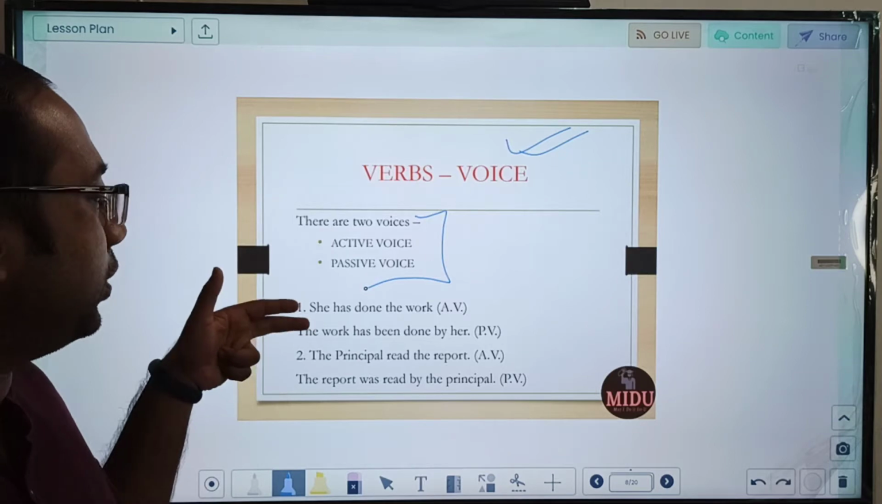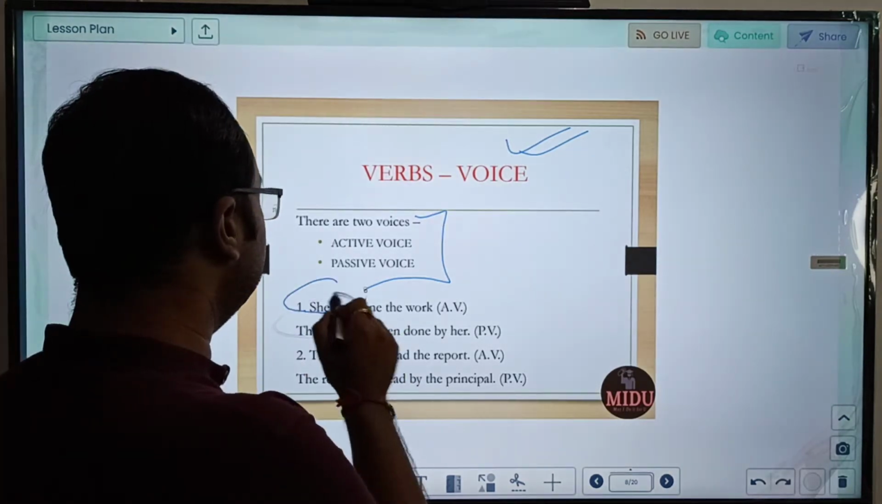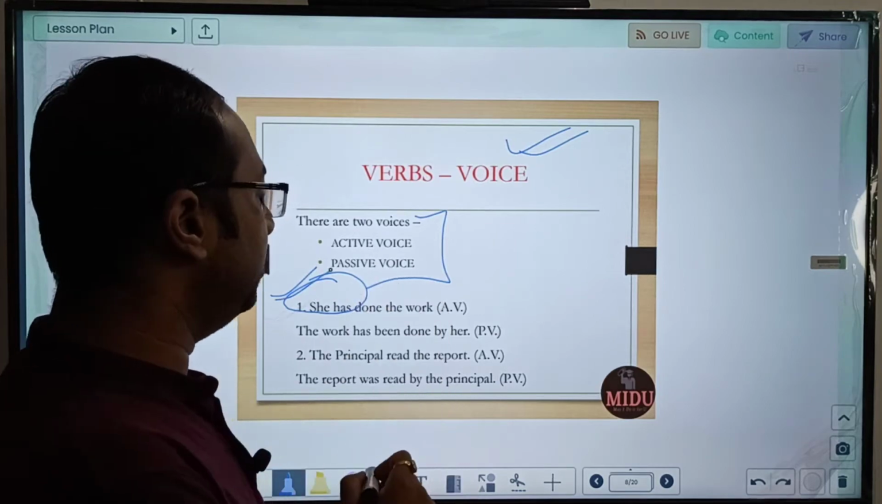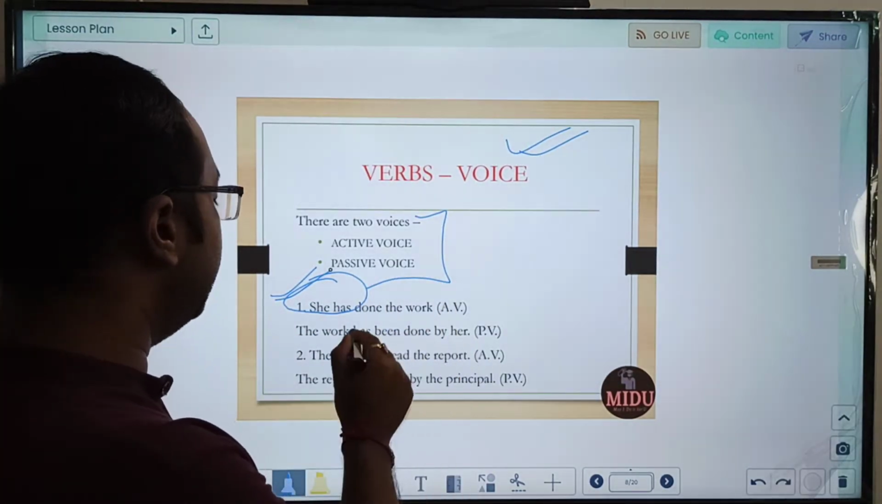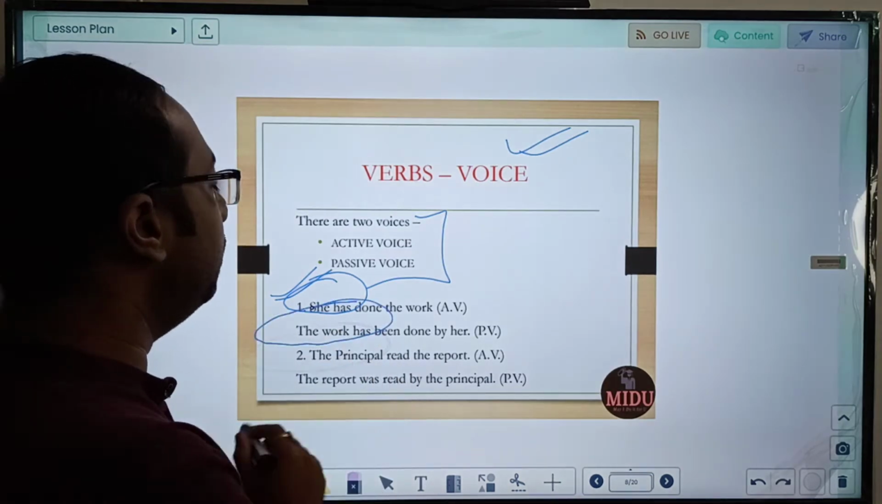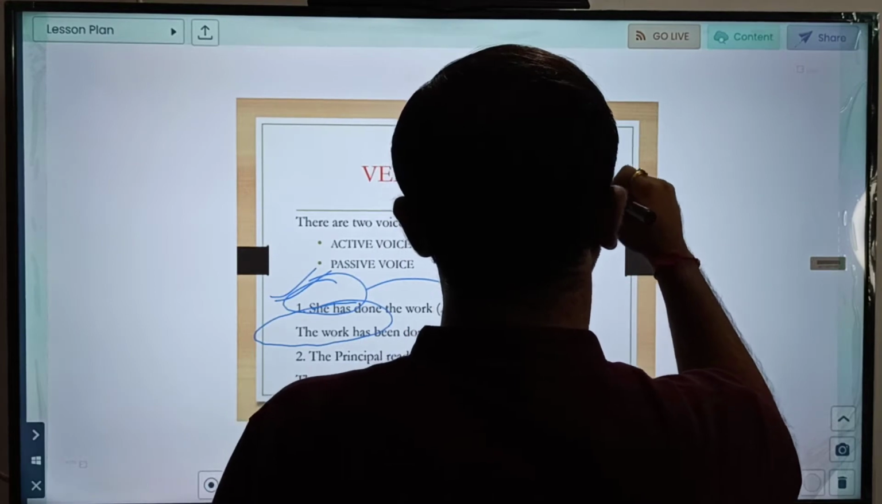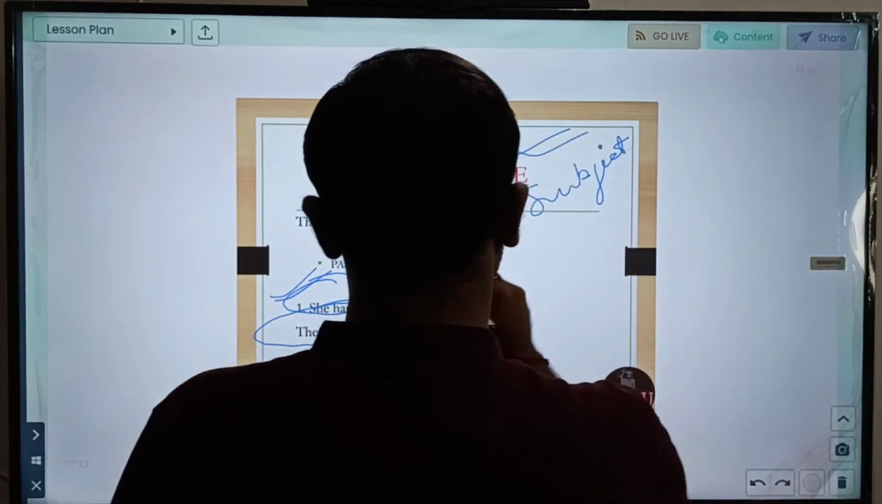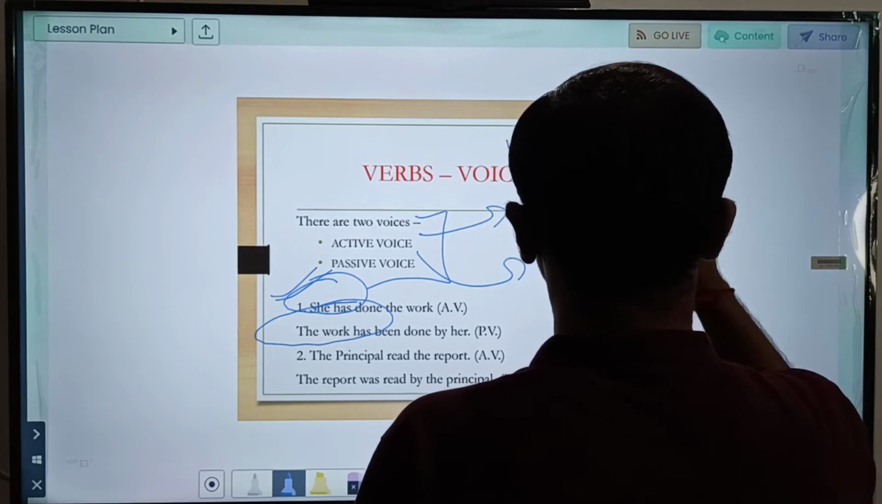Just look at these 2 sentences. She has done the work. Here the focus is on she, the subject who has done the work. This is active voice. The work has been done by her. Here the main focus is on the work. So in active voice we can say the subject is being focused, and in passive voice the object is being focused.